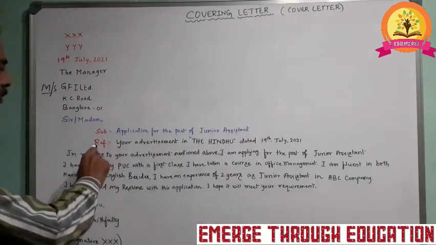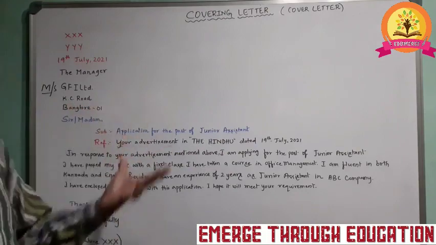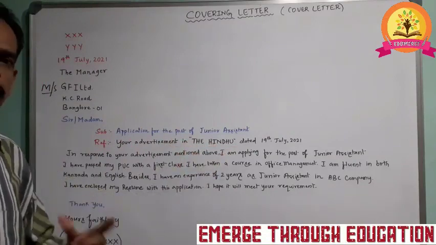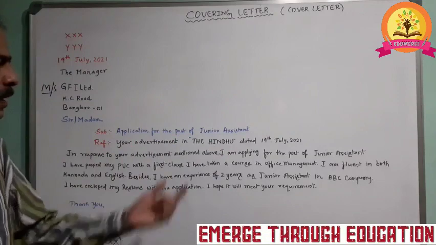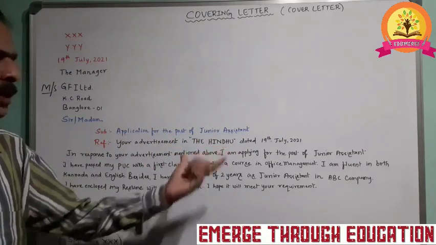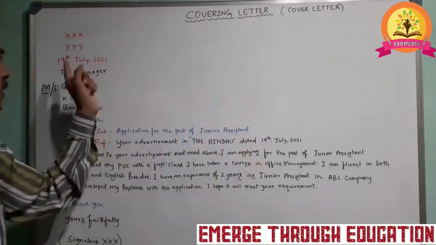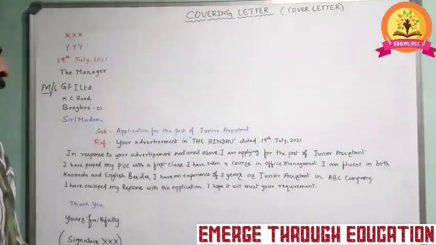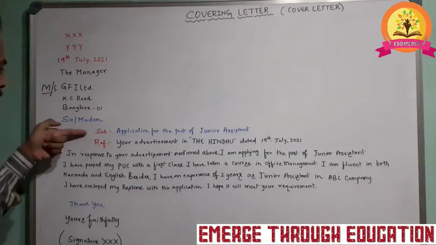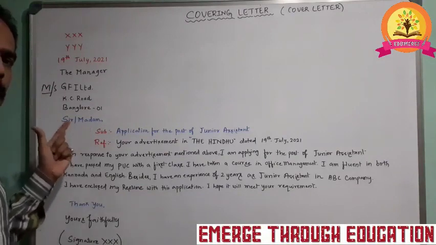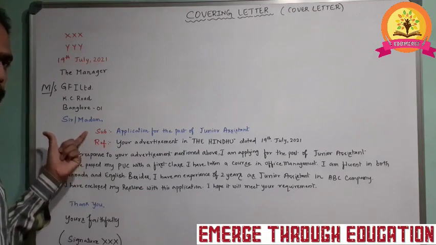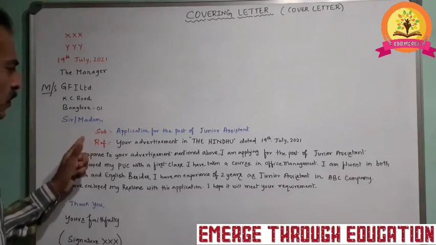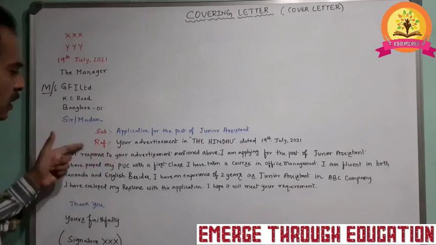Later you consider a reference to how you came to learn there exists a vacancy. Therefore, that is your advertisement in The Hindu. Here the use of the article is most important: The Hindu is the name of a paper, the publication, and you write its date in the same way, 19th, then the month, and the year follows. Next, there is a space we leave here, this space we call an indent. So first Sir/Madam, followed by an indent, and later the subject followed by the reference.